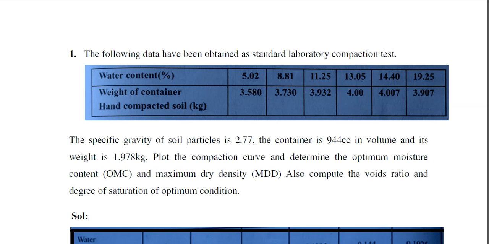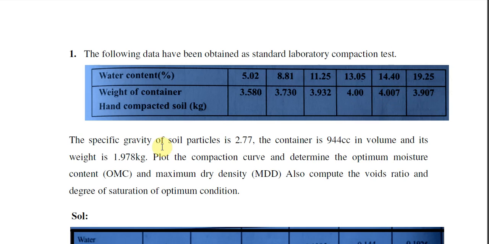The following data has been obtained from a standard laboratory compaction test. For each water content, the weight of the mold plus compacted soil is given, and six trials are conducted. First trial, second, third, fourth, fifth, and sixth. You can see the weight is increasing up to a certain point, and after that the weight is decreasing.